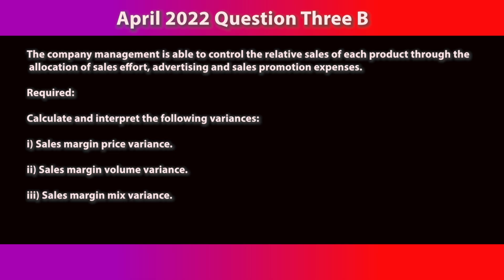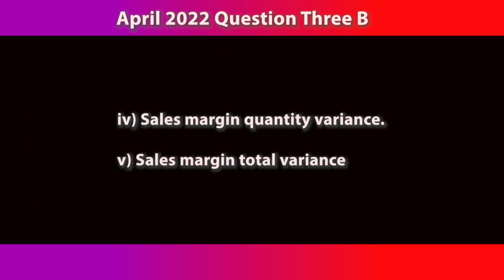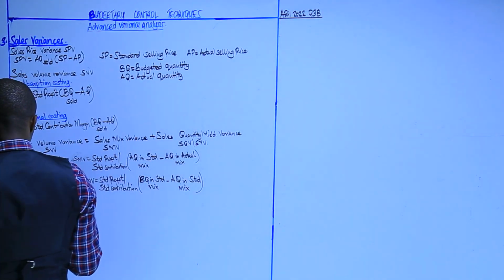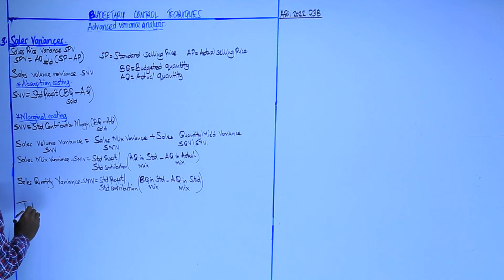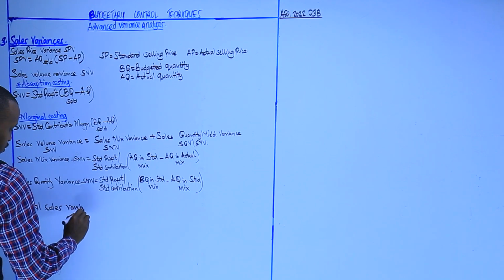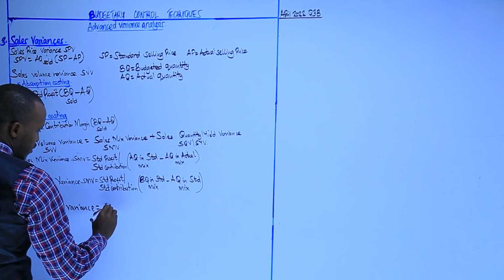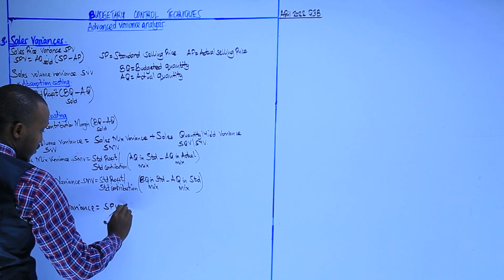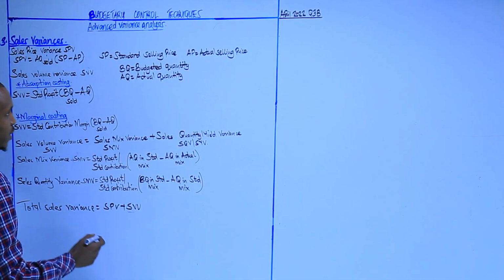Calculate and interpret the following. Number 1, sales margin price variance, sales margin volume variance, sales margin mix variance, your sales margin quantity variance, and your sales margin total variance. Now your total variance simply is the summation. Just indicate that. It is simply your sales price variance plus your sales volume variance. Simply the total of that.